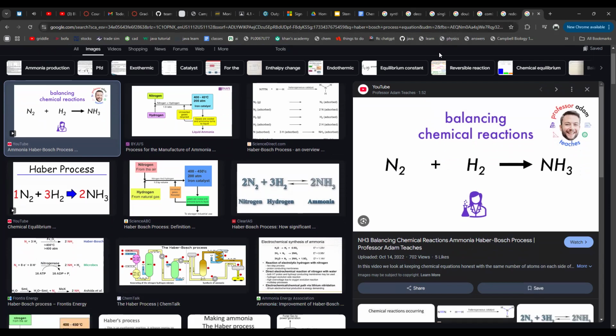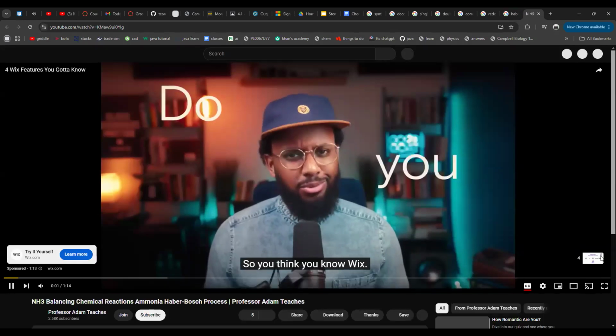Can someone tell me why we can't just change the right side to N2H2? That's not the same. Then it becomes a different thing. Yeah, it's a different compound. So what we can do is make it so that we have a different amount of that thing, right? I'm actually gonna click on this video because I trust that it explains it well.